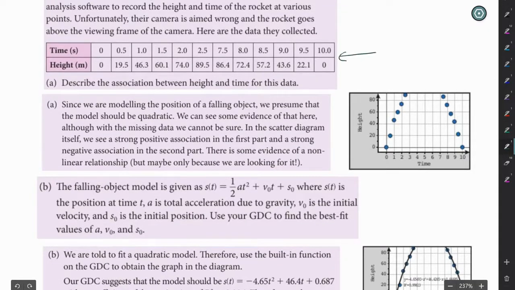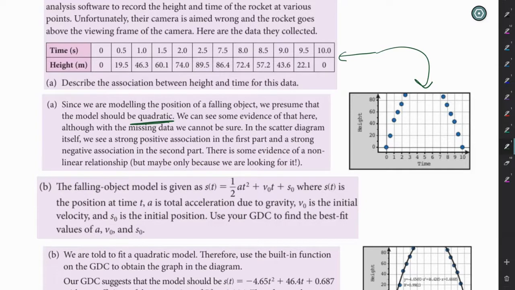So, this is our data, and if we graph it and look at it, it appears to be quadratic. And if we think about it, it's the position of a falling object, so it should be quadratic because we shoot a rocket, it goes up, it comes down, it's quadratic. So we can see some evidence of that here, although with the missing data, we can't be sure.